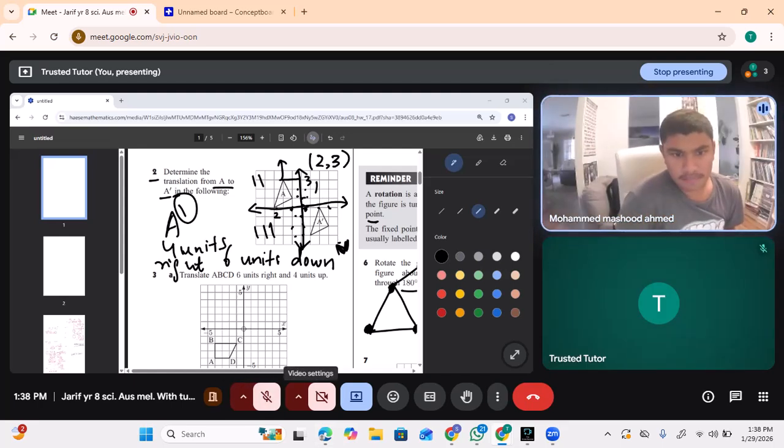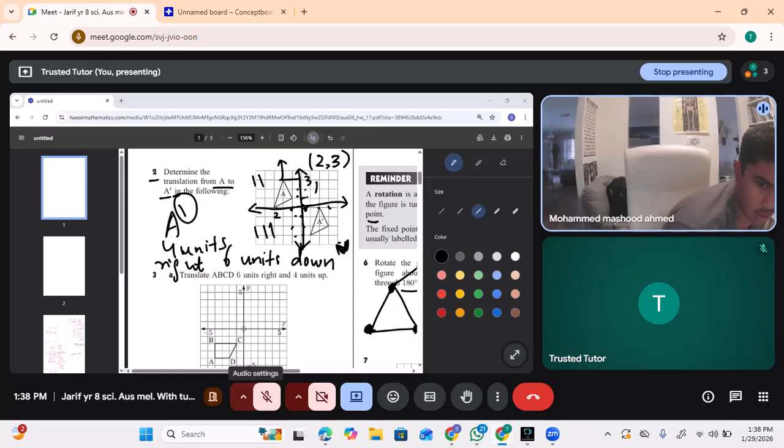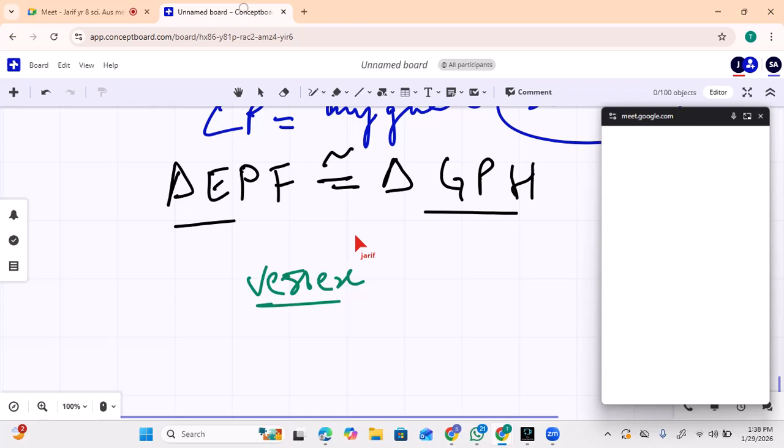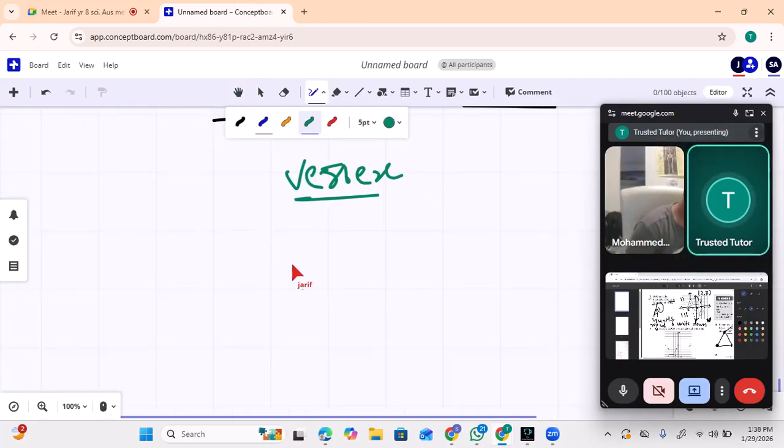It's a fundamental point in geometry where two or more line segments, rays, or edges meet. In polygons such as triangles and quadrilaterals, a vertex is where the sides connect, forming corners. For example, a triangle has three vertices, one at each corner, while a rectangle has four vertices. Okay, so let's see how the vertices are formed and how we can name them in triangles, rectangles, and other diagrams.